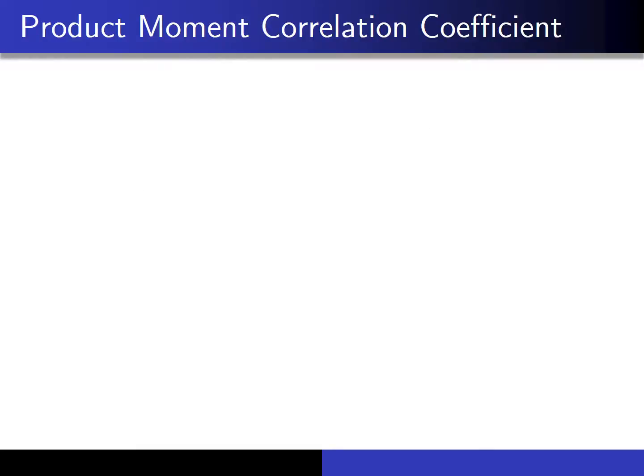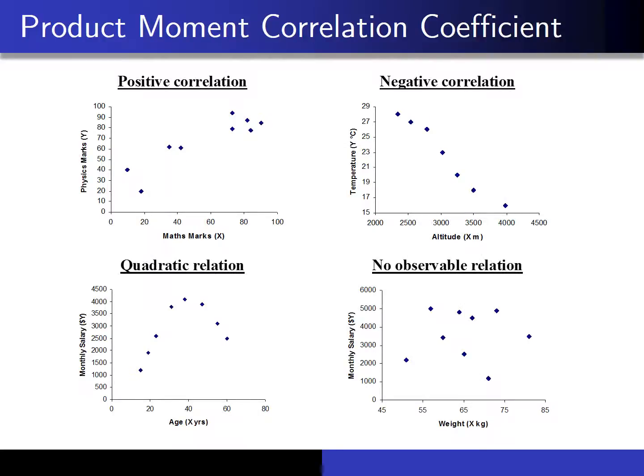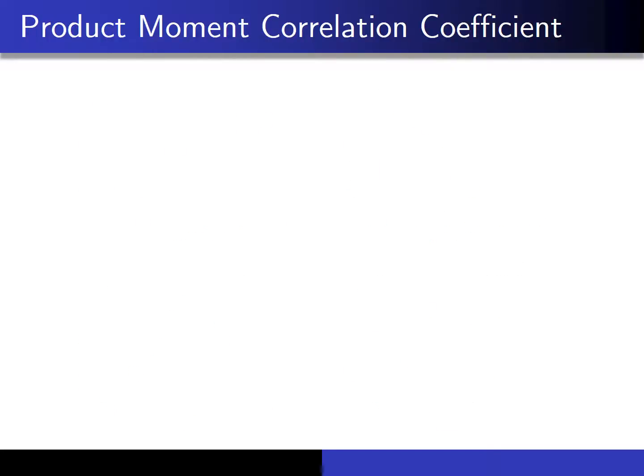For example, the scatter diagrams as shown on the screen illustrate how different sets of bivariate data may demonstrate different possible relationships between the two variables. While the scatter diagram can show clearly if a linear model is a good fit for the data, this may not always be a practical approach to determine the degree of linear correlation between the two variables, especially when we are dealing with a large set of data.